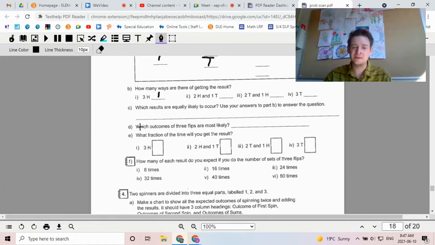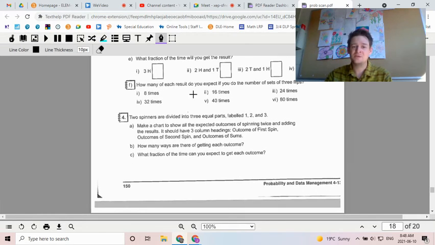So they do end up asking which results are equally likely to occur. Use your answers to part B to answer the question. So looking at 3 heads, 2 heads and 1 tail, 2 tails and 1 head, and 3 tails, which of those answers have equal odds of happening? And it'll be based on your results here. Which outcomes of the 3 flips are most likely? What fraction of the time will you get the following results?